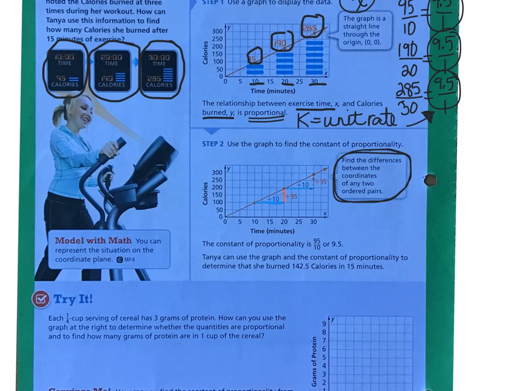So we go over 10 each time. And then we go up 95. So for every 10 minutes of time that she is working out, 10, 20, and 30, she's increasing her calories by 95. Okay? That constant of proportionality tells us that we have a K value of 9 5/10. So the constant of proportionality can help us determine how many calories she would burn in 15 minutes.